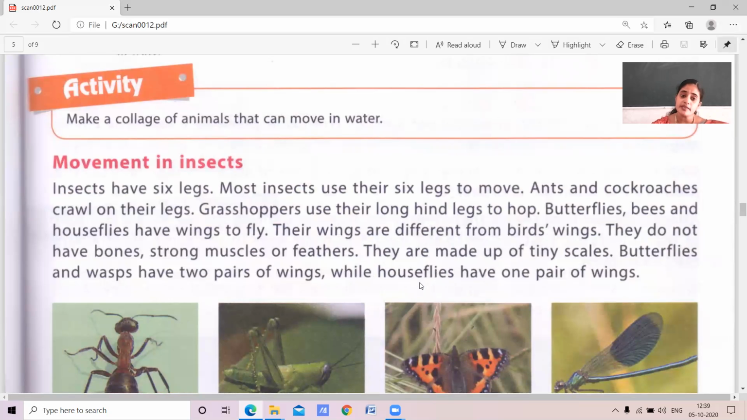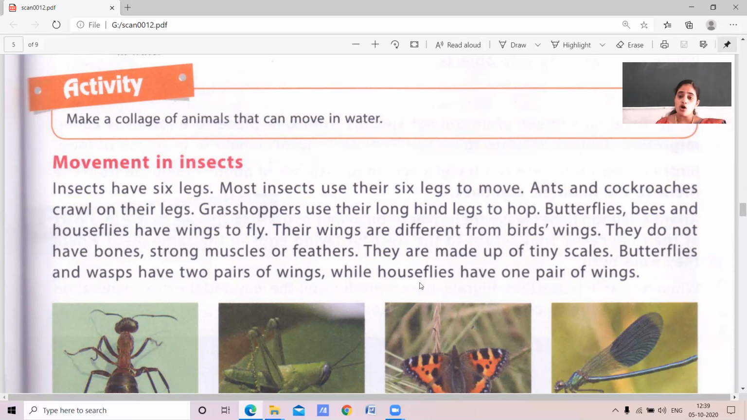So, what about the movement in insects? Will insects also move? Yes. Insects will also move from one place to another place, children. Insects have so many legs. Insects have 6 legs, children. Most insects use their 6 legs for movement. They will use these legs for moving from one place to another place, children.